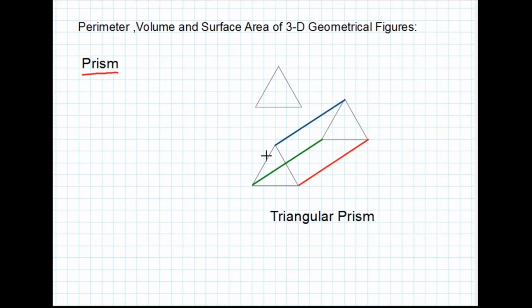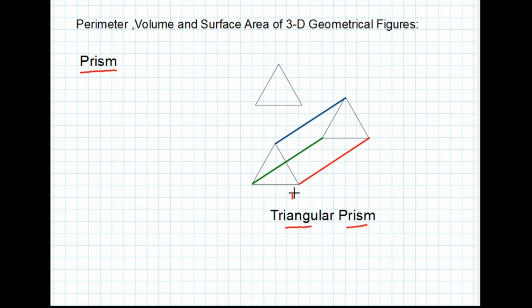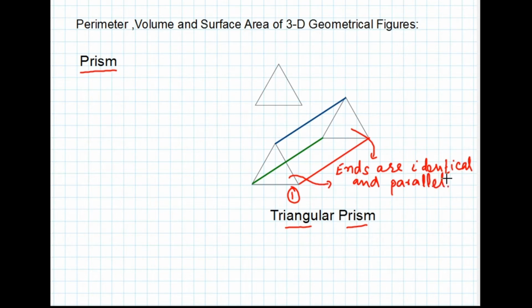The next 3D shape is the prism. Here a triangular prism is shown in the figure. Number 1: there are two triangular bases, or in other words, two ends which are identical and parallel. If we take a triangle and place it on the front end as shown and slide it towards the other end, it shows that both ends are identical and parallel to each other.